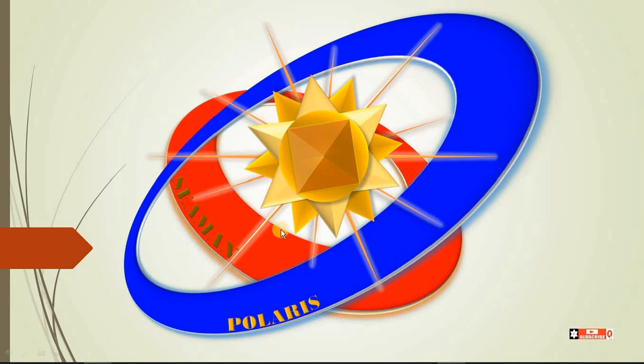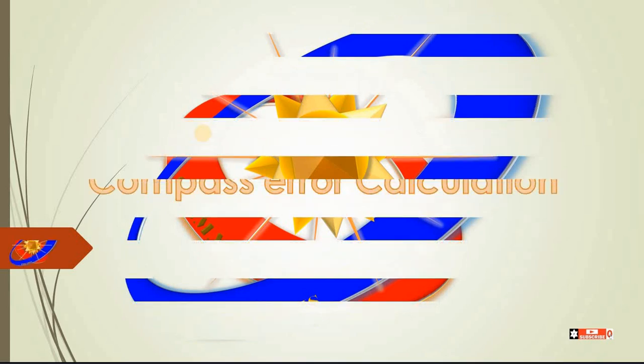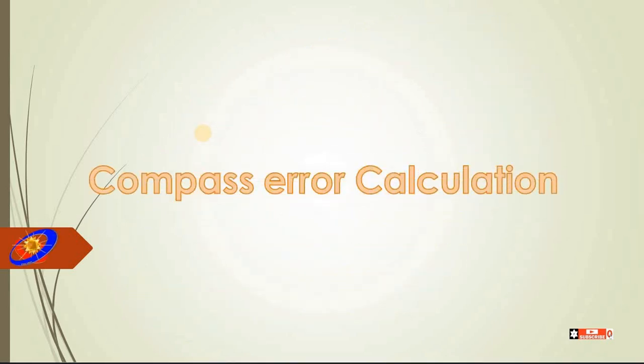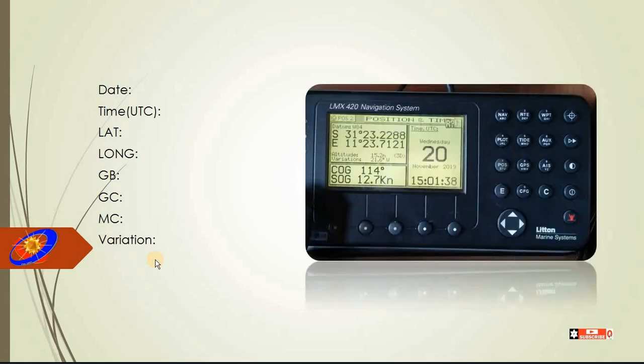And this is our traits. Okay, so let's start. Compass error calculation. So first, we're gonna need all these: date, time in UTC, latitude, longitude, gyro bearing, gyro course, magnetic course, and variation.